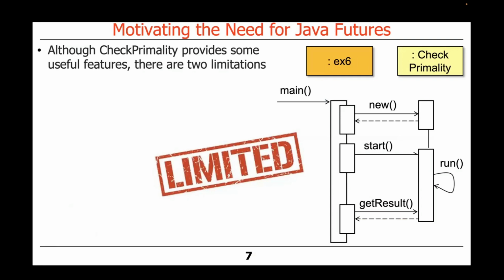There were some useful features provided here. The ability to have computations running asynchronously was useful. The ability to package these things up into an object was useful. The ability to get back a result from a thread that's executing through the use of closures and so on was useful. But there were two limitations.